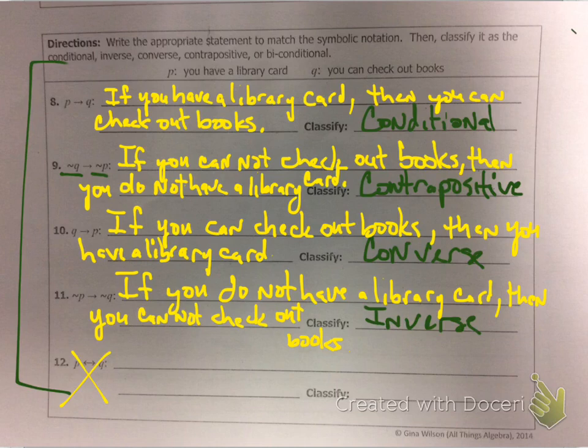If you have a library card, then you can check out books. If you cannot check out books, then you do not have a library card. If you can check out books, then you have a library card. So you see how things just get worded or put together. If you don't have a library card, then you cannot check out books. Don't make it too difficult. Keep it kind of simple.